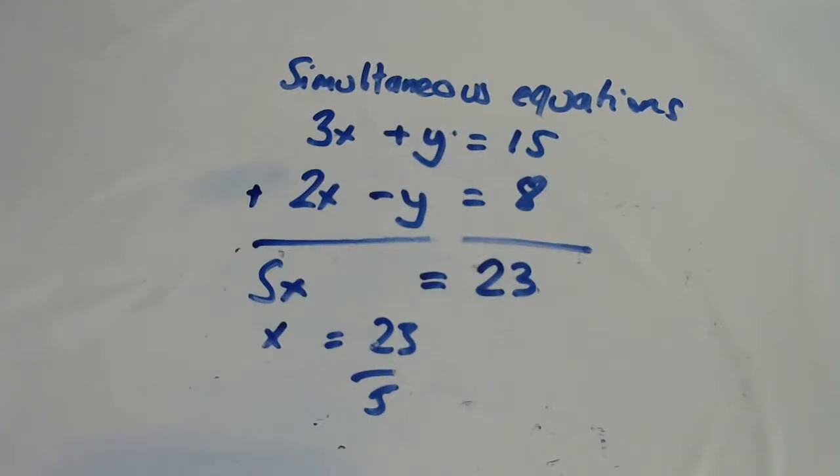Once you've got x equals 23 over 5, you can substitute into your equations. I'd like you to do that because that's quite challenging fractions. I reckon you can do it, but it's challenging. So have a go at that.